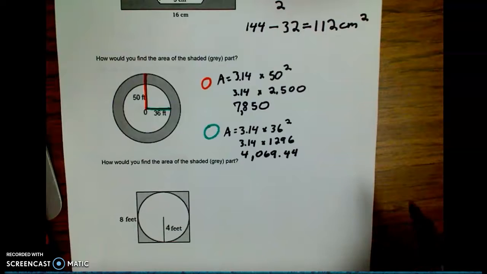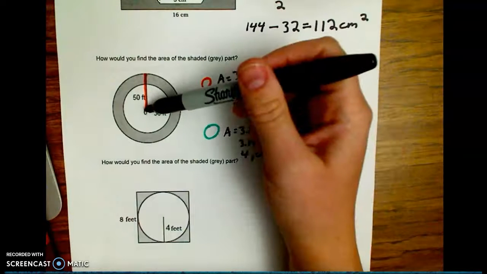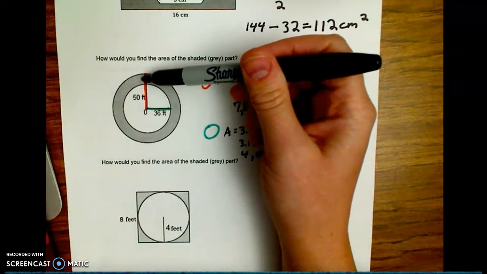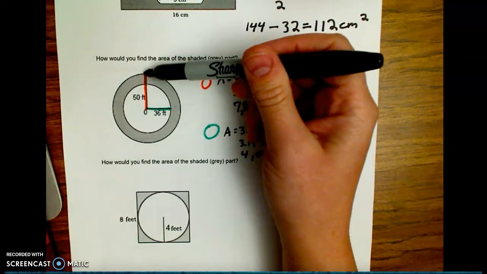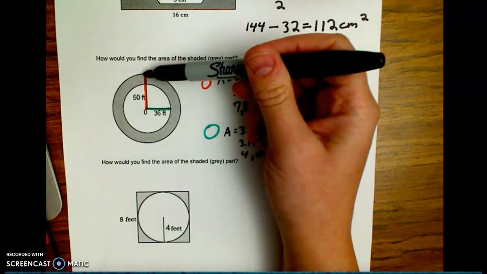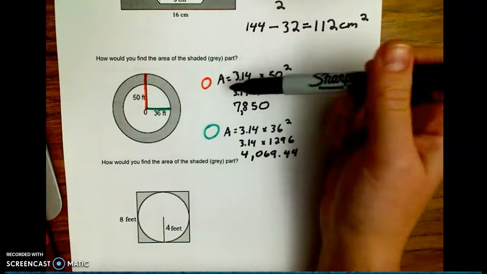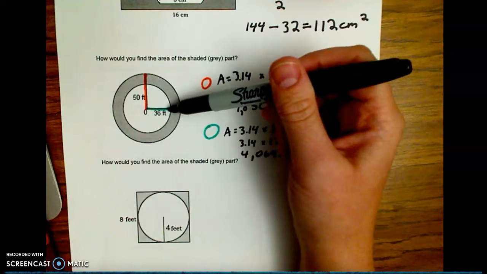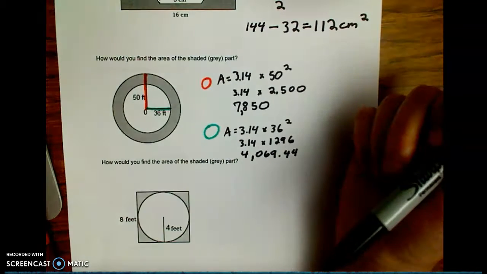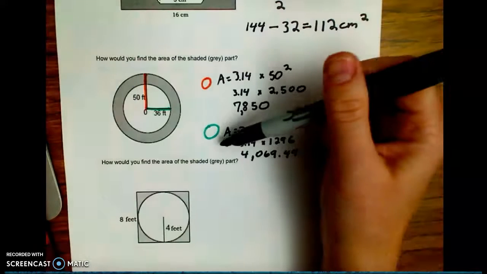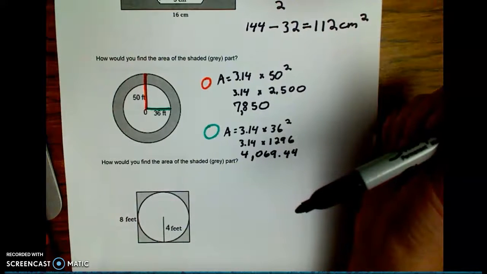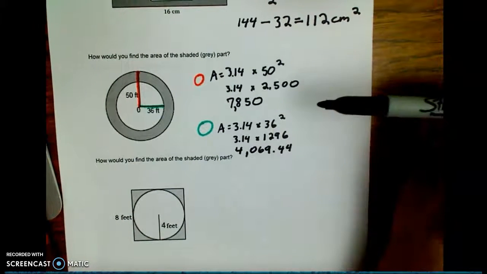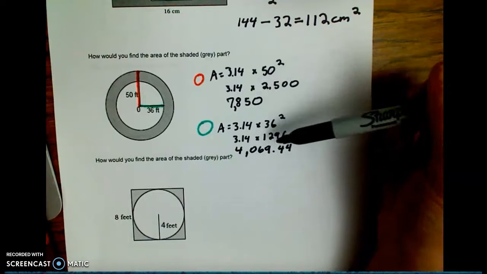So I made this radius from the center all the way to the outside of the gray area. So the big circle, I made it red. Now the little circle on the inside, the radius from center to the outside of the little circle, I made it green. That way I could keep them apart. I found the area of each circle separately.